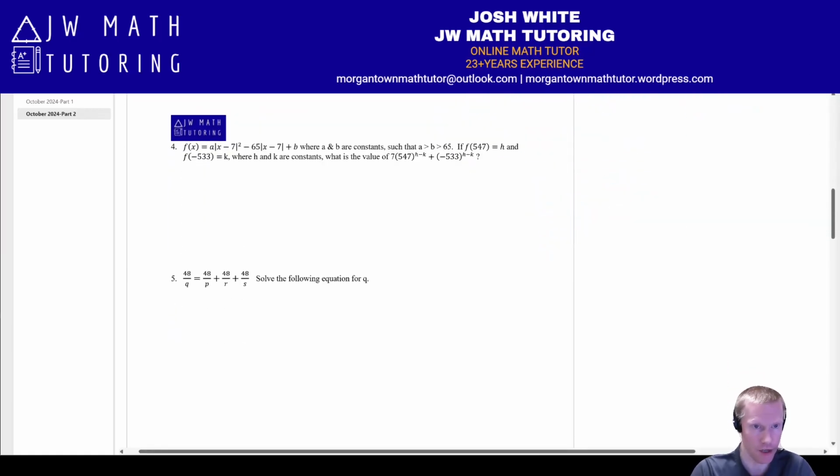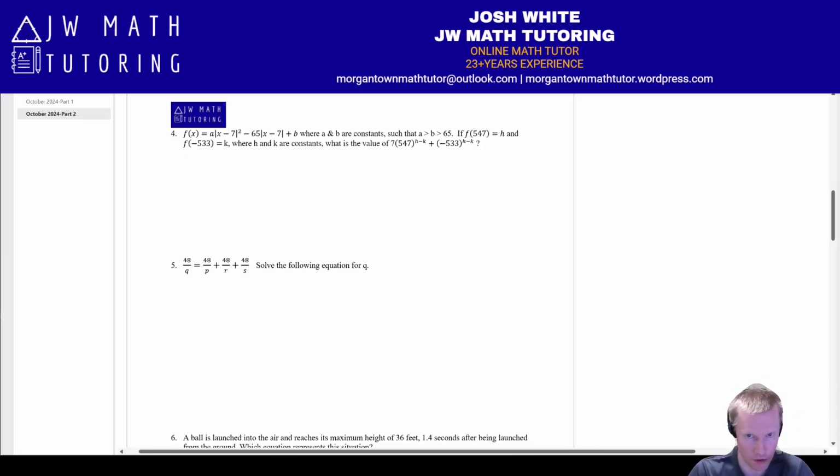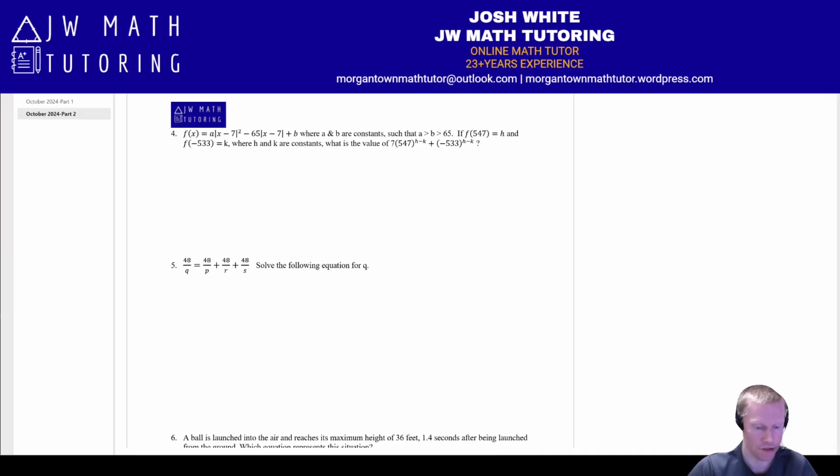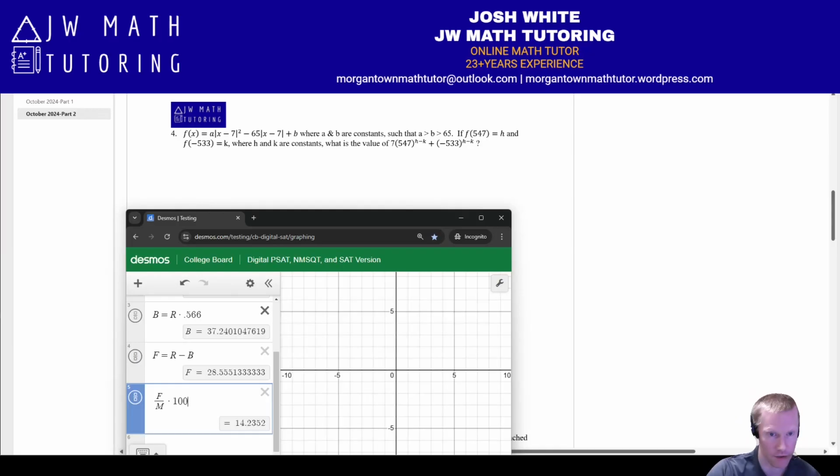All right, next question. We have one here that looks fairly complicated, but it actually is not that difficult. You're given this function with some absolute value signs and whatever a and b, they're constants. You're also told that when you plug in 547, you get some number. When you plug in negative 533, you get some other number, h and k, okay, whatever. And they want to know what's the value of this expression here. So first I will show you just how you can do this in Desmos and figure it out entirely in that, and then I'll talk a little bit about the theory for why it works out like that.